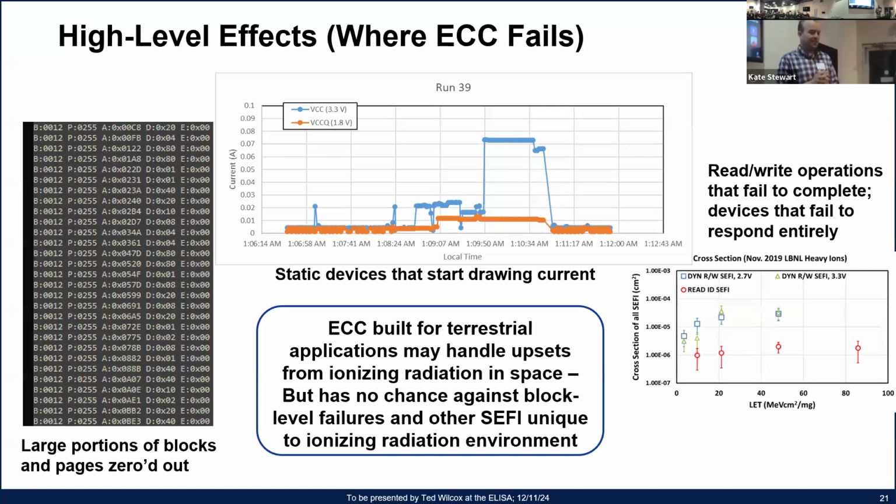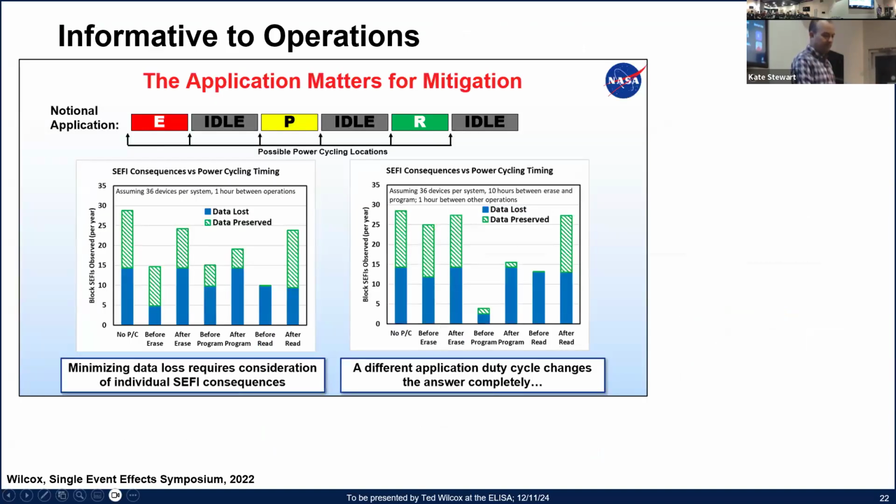What it doesn't mean, though, is that you have any ability to recover from something like a block level failure, a SEFI, a single event functional interrupt, any of these system level effects that really aren't relevant to the terrestrial application. So the upsets in that control circuitry are something that you're not going to see in your laptop or your cell phones. The memories and the architectures are not built to be resilient to that, but that's what we do see in space. And that is really what drives our availability and our reliability of these systems.